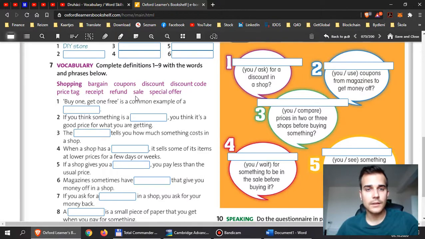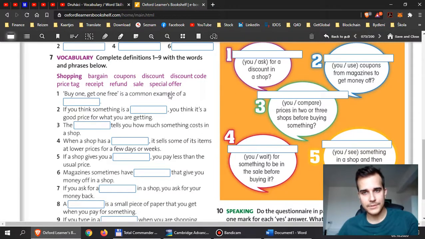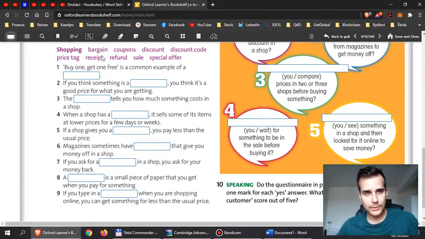All right, then sale, those mean a lot of discounts. For example, something is on sale. A lot of t-shirts are on sale today. That means every single t-shirt has a discount. Sale means a lot of discounts. And special offer is just some kind of discount only for you right now. It's usually a way of selling things. So have a look at these guys here, 1 to 9. Put the correct words to the correct place.